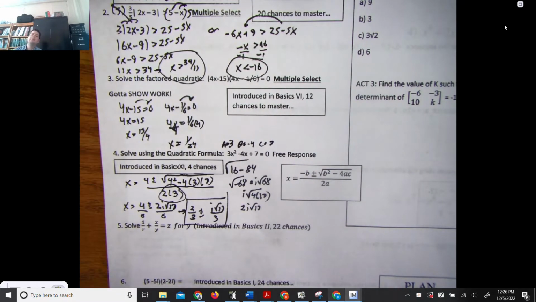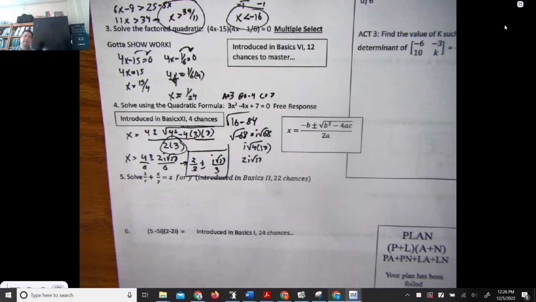That's number 4. Number 5, a little bit different. I didn't give you some geometry formula. I just made something up. The idea of solving for a variable was introduced in Basics 2. And your test was solving this one for y. And the problem is y is in the denominator. All right, so I'm just going to multiply everything by y. I'm going to move y up top to the numerator.